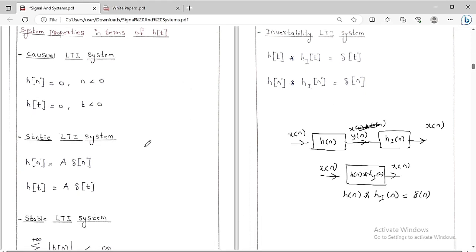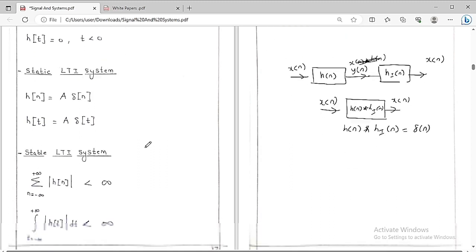So how can we say the given LTI system is static or not? When the impulse response h of n is equal to a delta of n, or h of t is equal to a delta of t, meaning the impulse response is a scalar multiple of the impulse signal, then only can we say it is a static LTI system. A static LTI system is one where the present output depends only on the present value of the input. If this condition is not satisfied, it will be a dynamic system, meaning the present output also depends on the past values of the input.